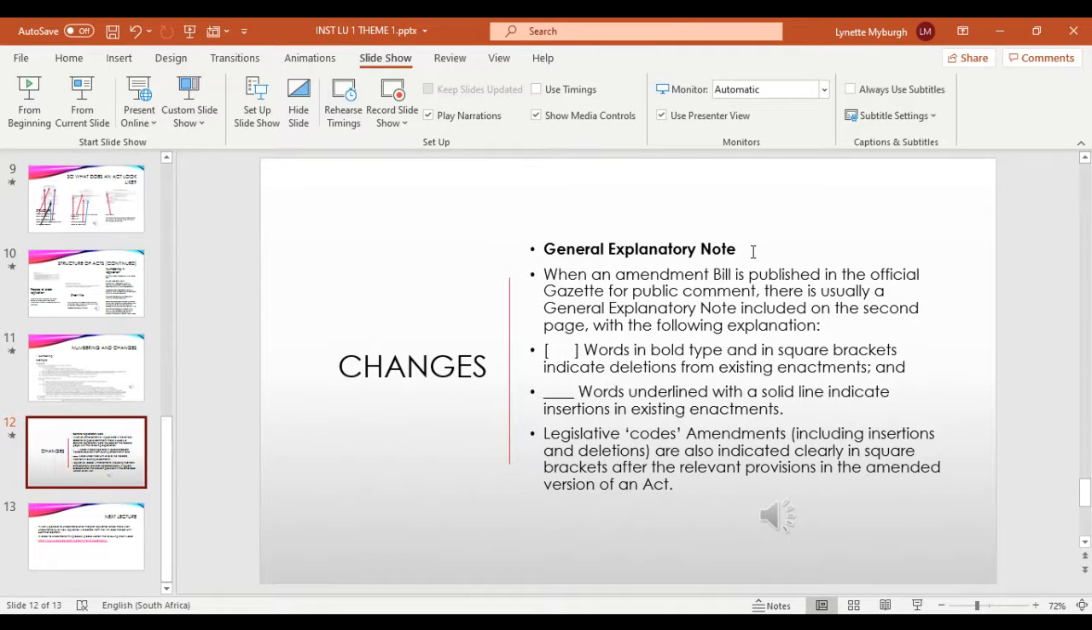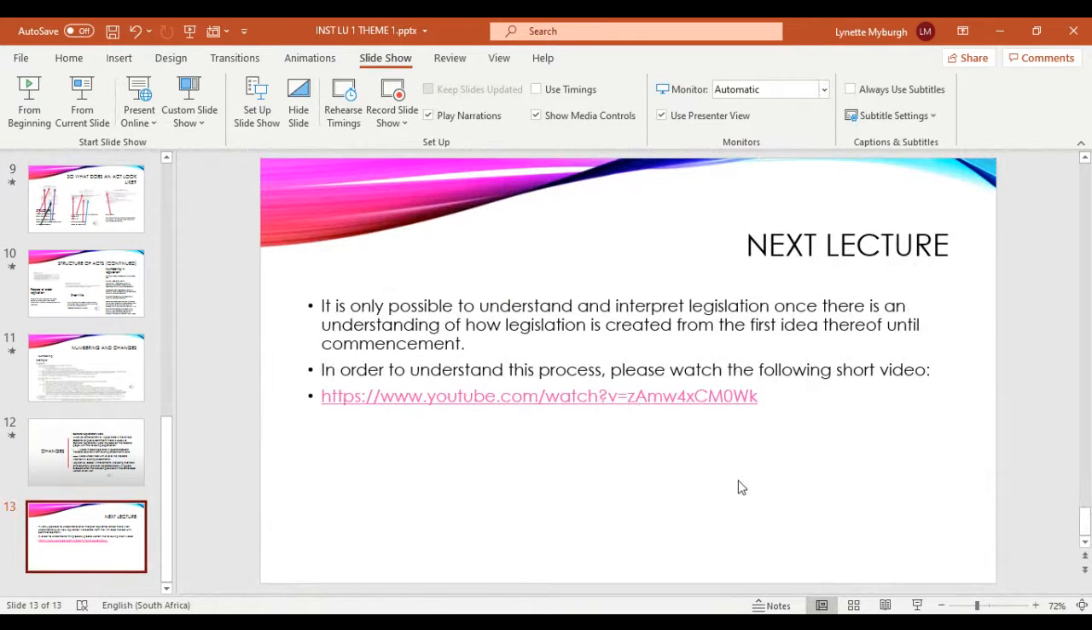And when we want to put in something new, we underline it. And this is the way that bills are written, or that amendments are written, because when you read it, you can see what it was and what it's going to be, and it's easier to see and understand the changes that's being made. These are called legislative codes, and it's just the way that it's written so that everybody can understand it.